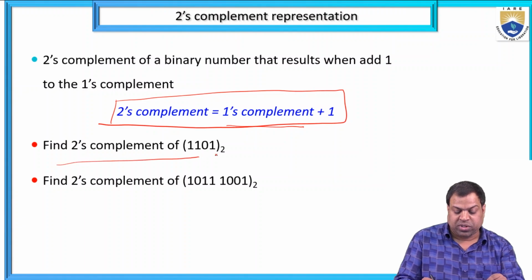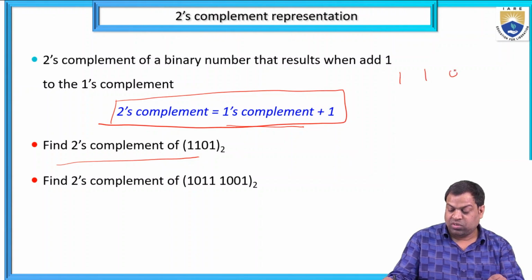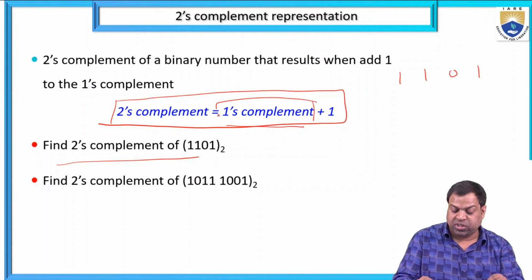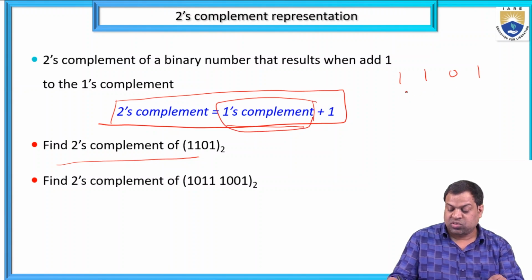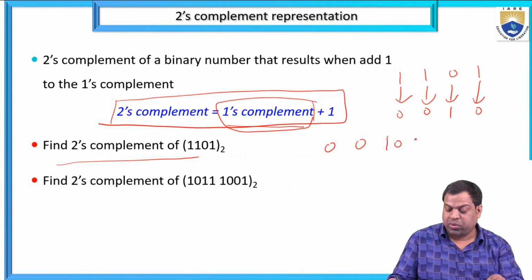Find the 2's complement of 1, 1, 0, 1, base 2. First we have to convert to 1's complement, then add 1. So first I will perform 1's complement. In place of 1 I am taking 0, in place of 1 I am taking 0, in place of 0 I am taking 1, in place of 1 I am taking 0. So 0, 0, 1, 0. Is it 1's complement? Yes, it is a 1's complement.